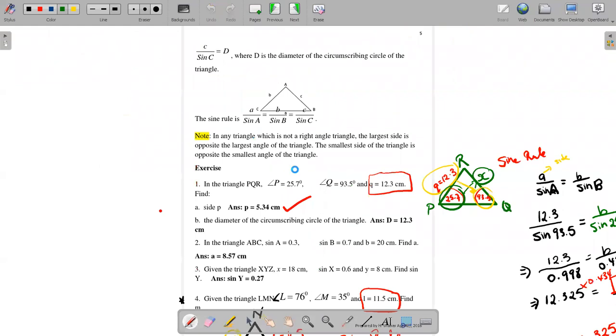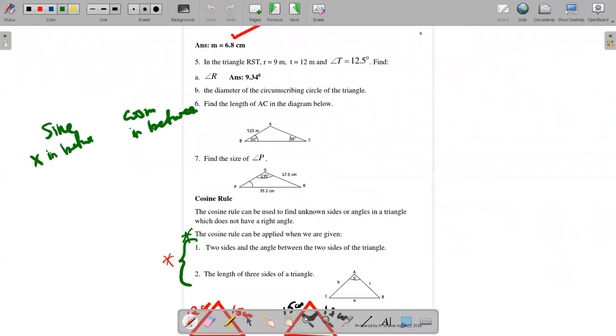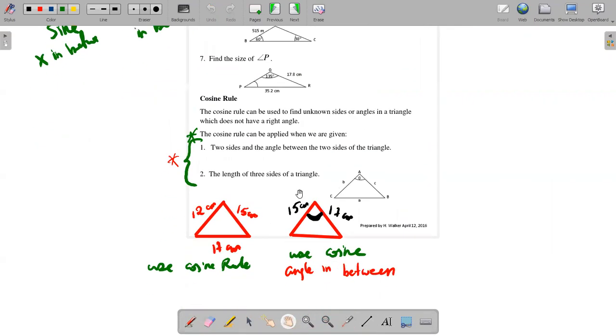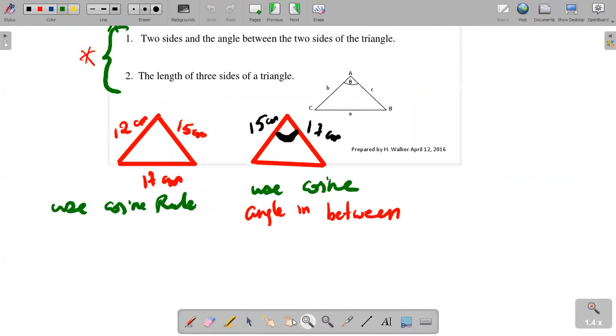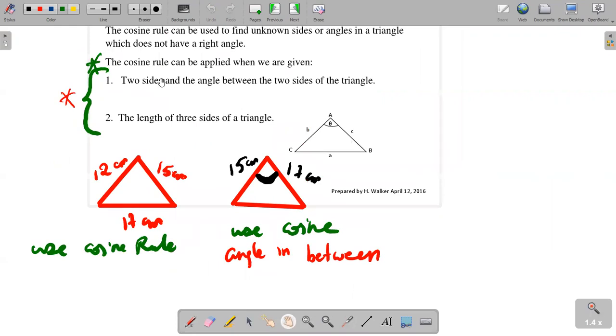Cosine rule now. These are the rules for the cosine. Look at them here. You could use the cosine rule when you have 2 sides and an angle, but the angle is between. So cosine allows you to use this rule when the angle is in between. Everybody see it? Or if you have the 3 sides, you could use the cosine rule.